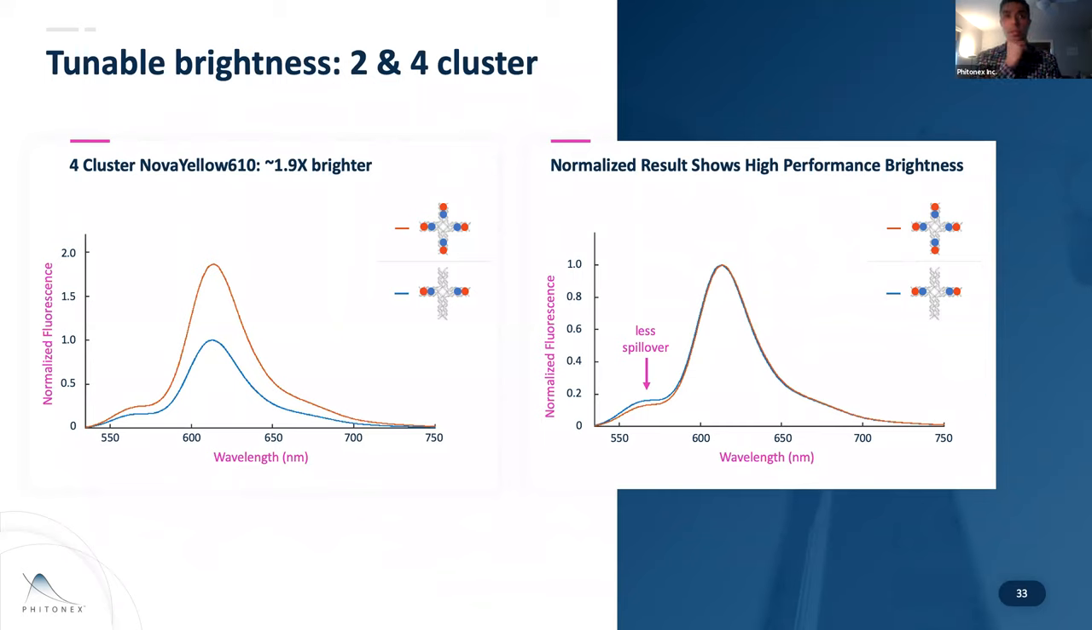But with this four cluster Nova Yellow 610, we are in fact almost twice as bright, right? And what's interesting about this is that the normalized result shows that the performance of that four cluster is quite a bit better than the two cluster, at least when you're looking at less spillover. So it's an incredibly high performing, high brightness label.